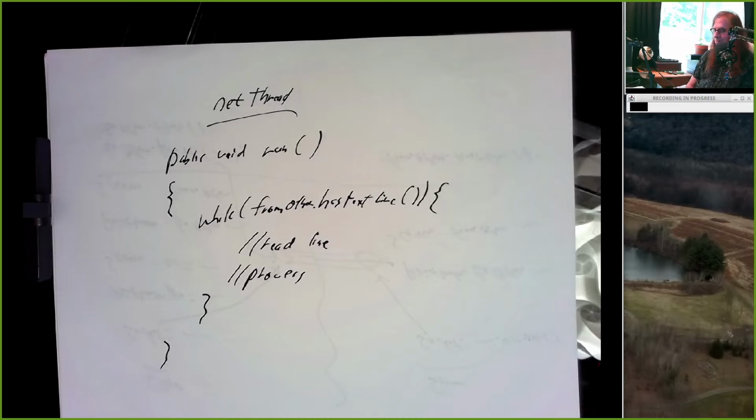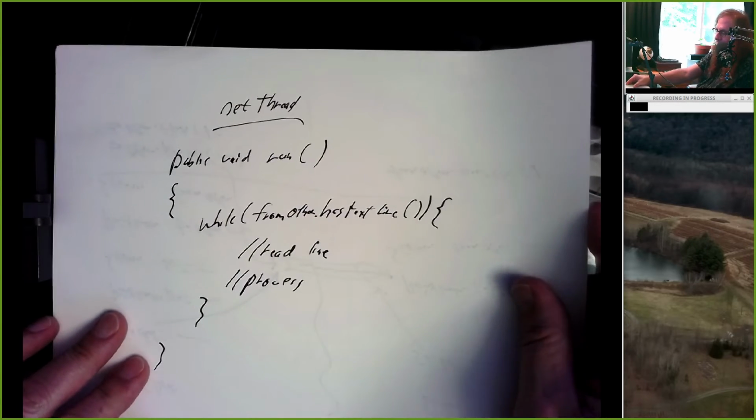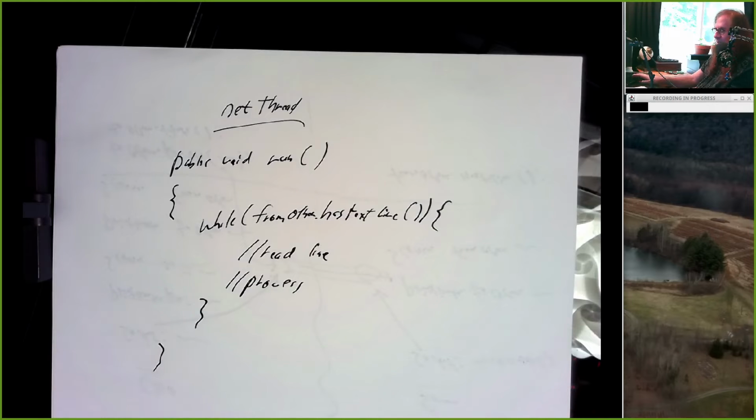Sorry, what's that while loop say? It says from other.hasNextLine. Okay, and from other is... From other was this thing we constructed from the scanner on the socket on either side. It's on the server side, not the client side? It's going to be on both sides. Both sides. Yeah, because the server needs to listen to the client, and the client needs to listen to the server.